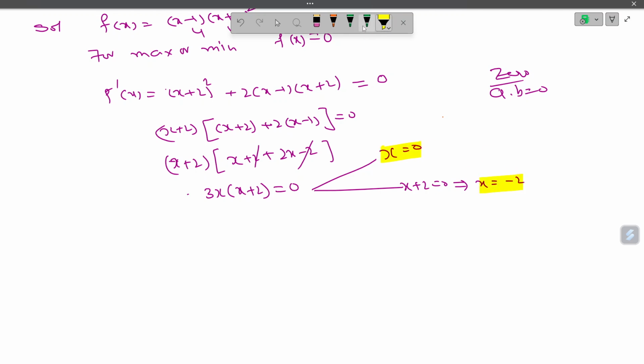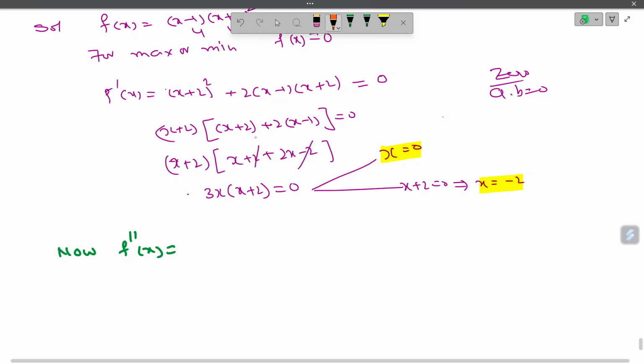x equal to 0 and x equal to minus 2. Now what we are doing? We are now finding f double dash x. Already we have done f dash x. f double dash x we have to do.